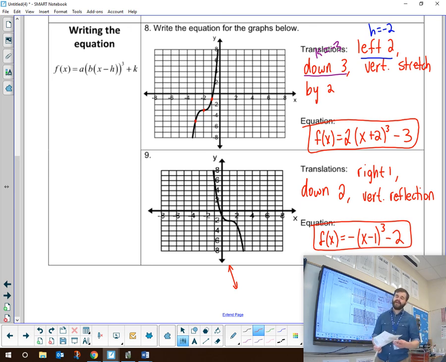Remember, it's all about A, B, H, and K. You can use your calculator. You can use Desmos to help you with these.